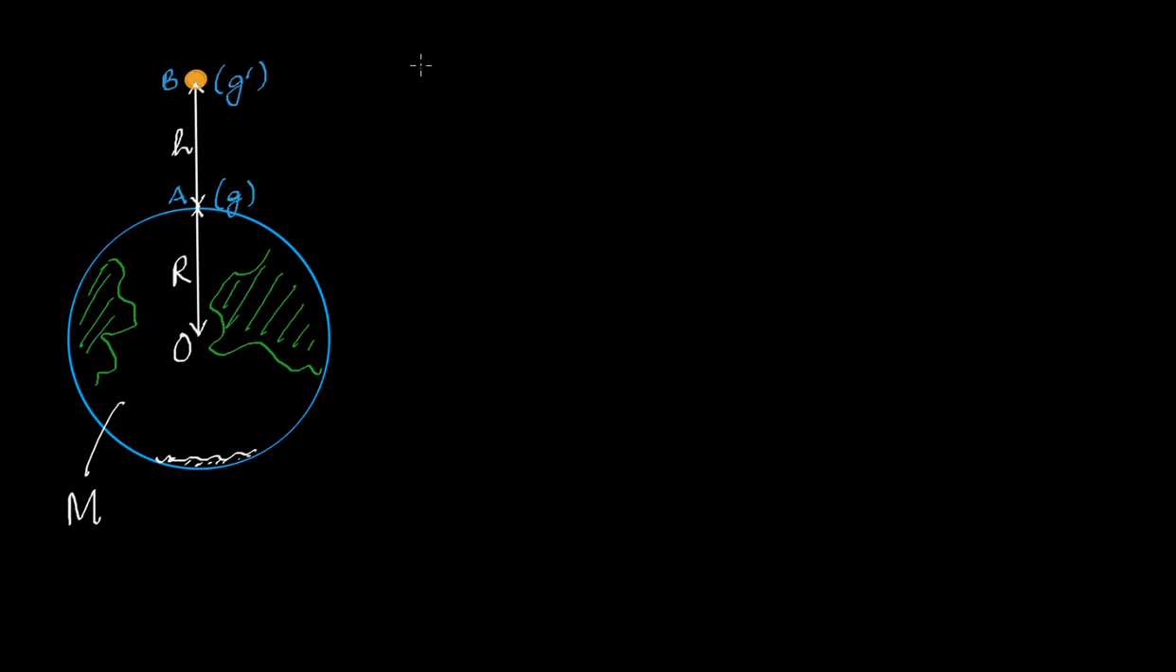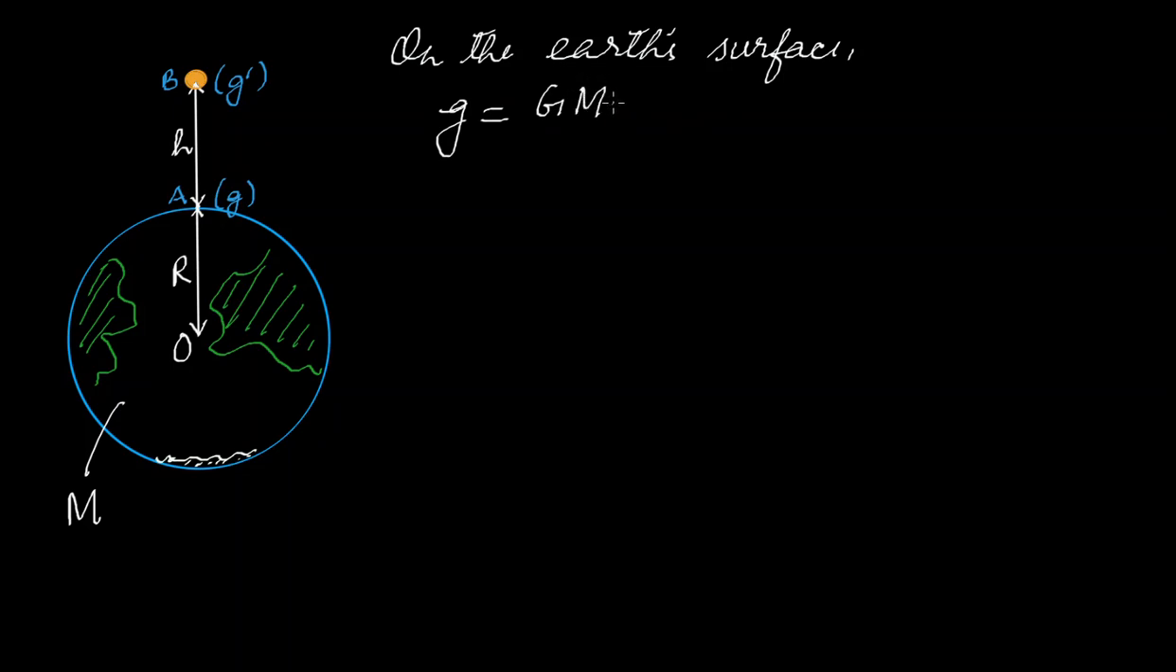So on the Earth's surface, g is given by what? g is given by G, mass of the Earth, mass of the body, by distance square. Imagine if this body is right here, then what is the distance of the body from the center of the Earth? That will be equal to the radius of the Earth, so that will be r square. Let's call this equation 1.